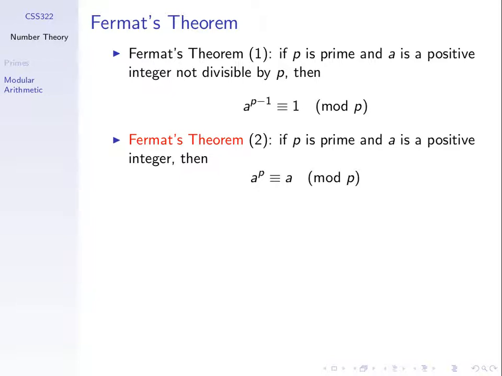It's not hard to rearrange that or to consider a variation of that, which is sometimes useful. If p is prime and a is any positive integer, then it also turns out that a to the power of p equals a in mod p. So that is if p is a prime number.